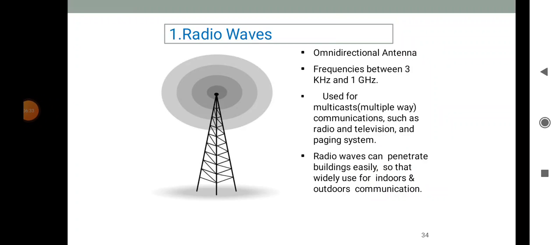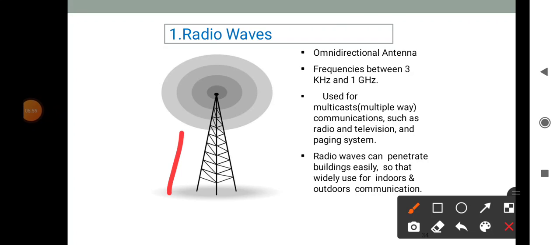The electromagnetic waves ranging in frequencies between 3 kilohertz to 1 gigahertz are normally called the radio waves. These radio waves are mostly omnidirectional, as shown in this figure. This is the diagram for radio waves. Radio waves are produced when an alternating current flows in an antenna. When an antenna transmits radio waves, they spread out and travel through the atmosphere and are propagated in all directions.